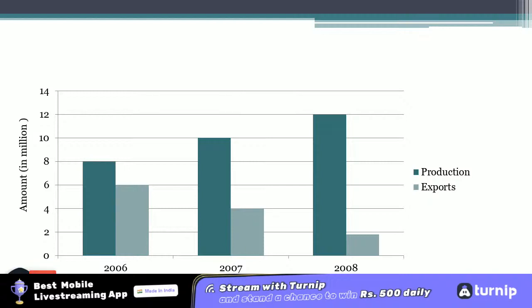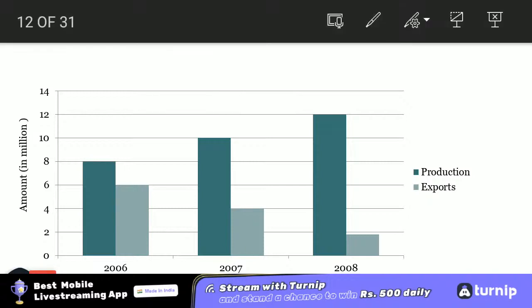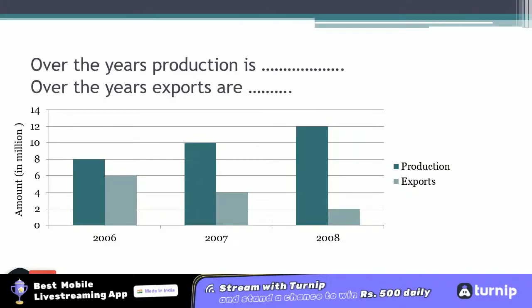So now we will be dealing with different questions regarding the product export and production. How much production is happening, how much export is happening, when production increased, when it decreased. So we will be having some questions again with the bar graph. So over the years, production is what.